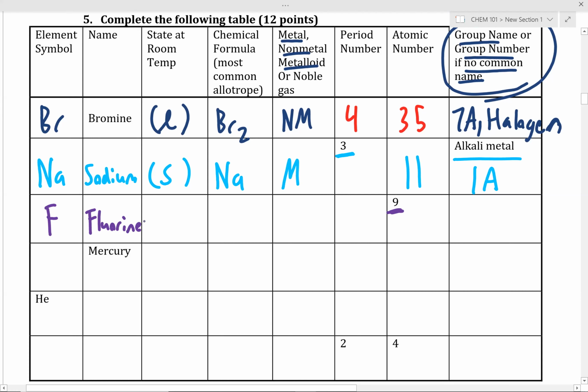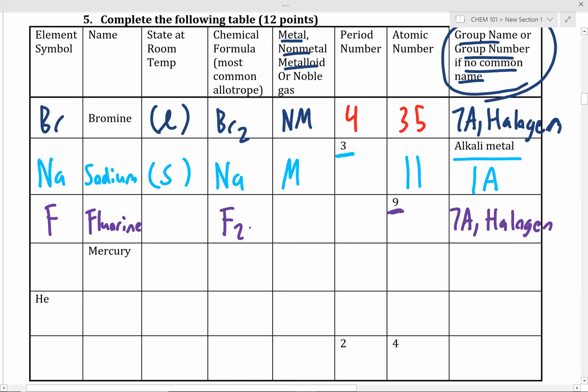Before we fill out the state at room temp, what is fluorine's group name or number? Halogen. It's 7A and it's a halogen. Now this is important because does that give us insight into the chemical formula? What is the formula of fluorine? F2.